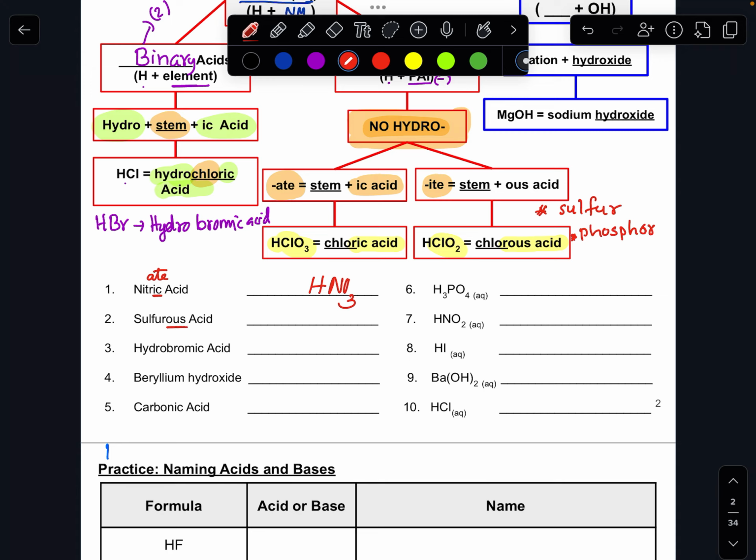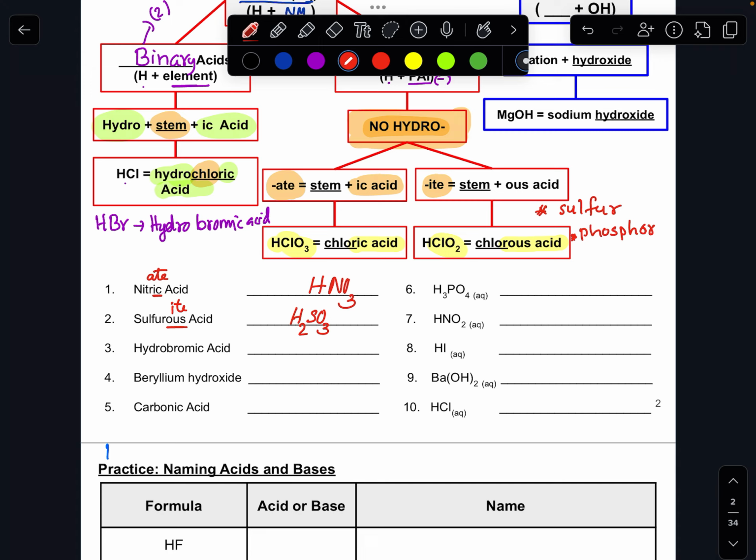Next one, sulfurous acid. That means it ends in ITE. So sulfite is SO3 minus 2. Since it is minus 2, we will add 2 hydrogen. Okay, the difference: the first one contains 1 hydrogen atom, the second one contains 2 hydrogen atoms.